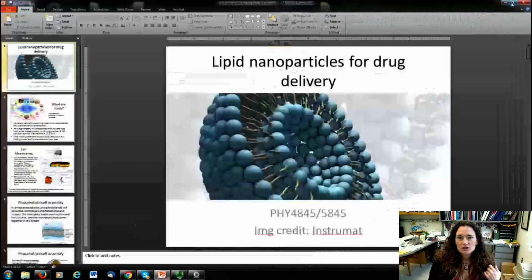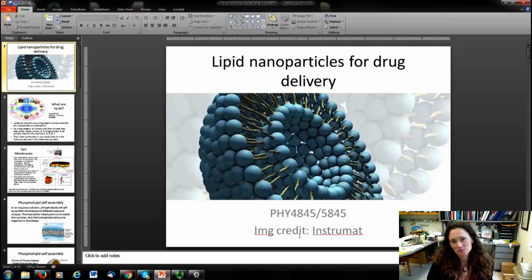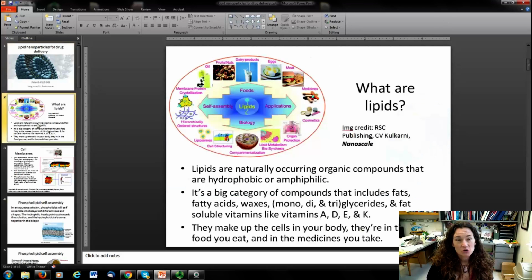Hi there. So today I wanted to talk to you about lipid nanoparticles for drug delivery. If you're wondering what that means, here's a little picture of a liposome, and we'll get more into that in just a minute. So what are lipids?